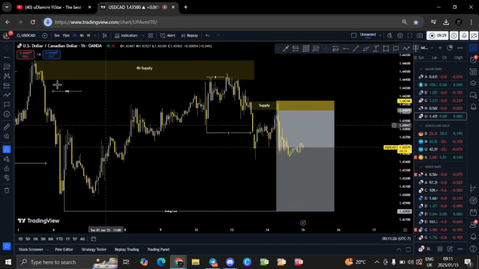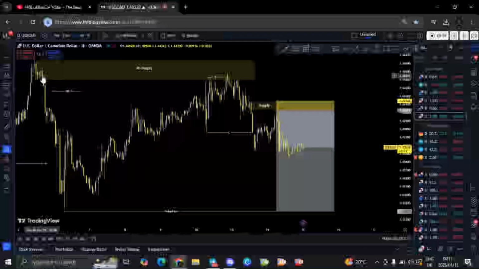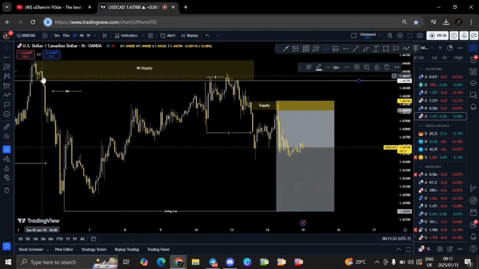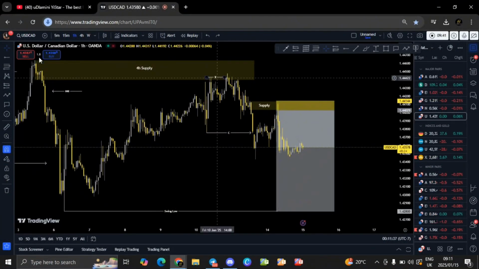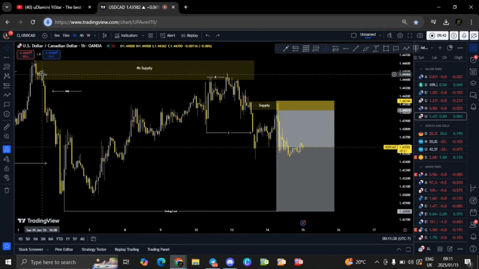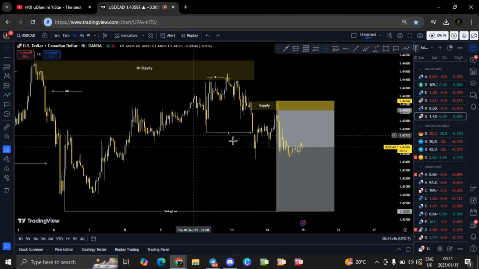So what happened was, if you go to a lower time frame, exactly here, if you look at this candlestick, this is our extreme supply zone. It entered off that supply zone and went straight in one direction. We had a change of character because this low was taken out.